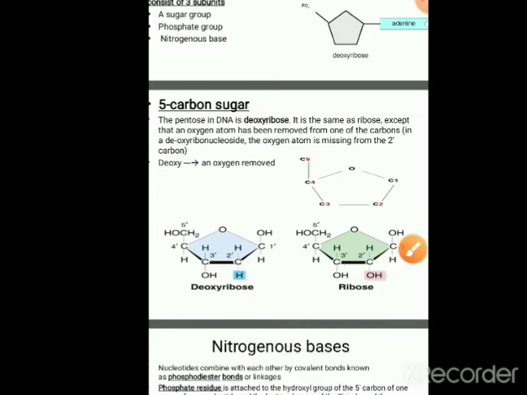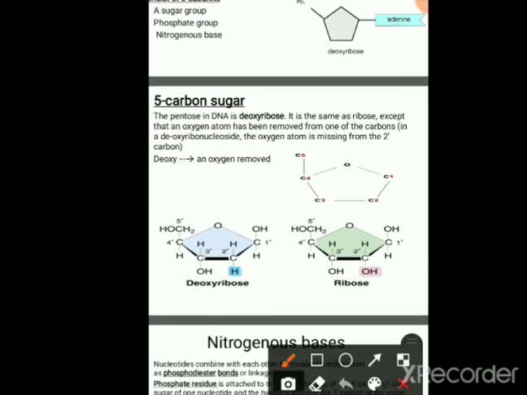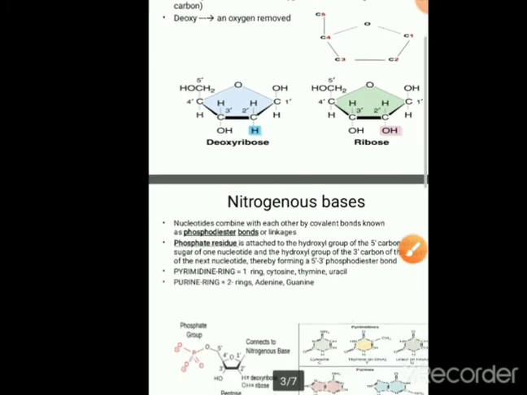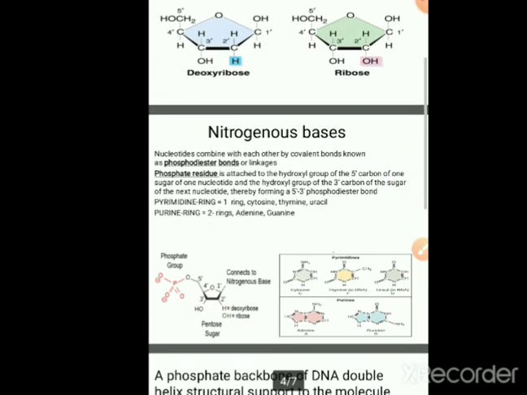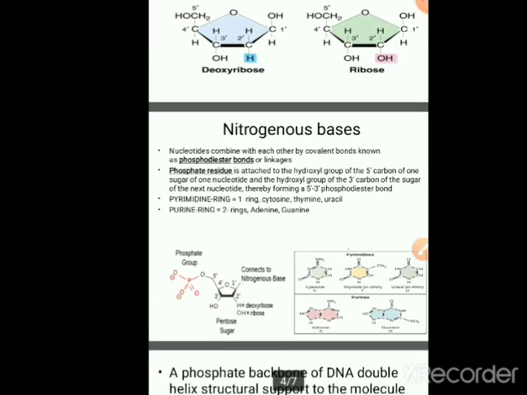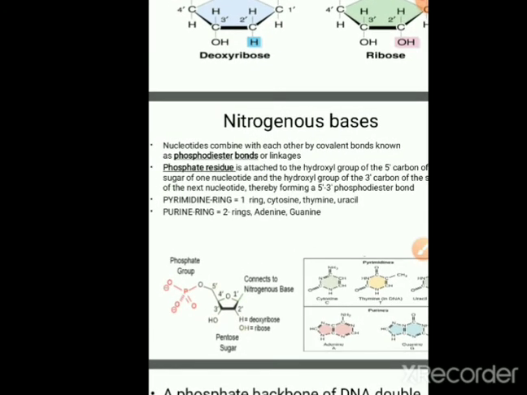So how do you study the structure of DNA? It contains one oxygen and carbons one, two, three, four, and ultimately carbon number five. Our major focus is carbon number three and carbon number five. I guess you are clear till this point. The next point is the nitrogenous bases. These are held together by a covalent bond, termed the phosphodiester bond, or linkage.